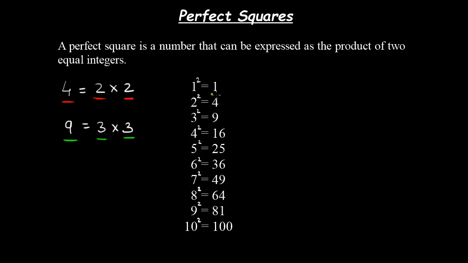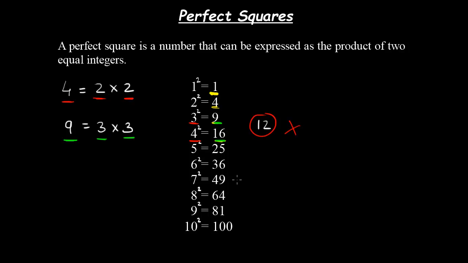Now these numbers 1, 4, 9, 16 are perfect squares because they can be expressed as the product of two equal integers. Now if I give you a number 12, 12 lies between 9 and 16. That means 12 lies between 3 square and 4 square. We cannot express 12 as the product of two equal integers. There is no integer between 3 and 4. That is why 12 is not a perfect square.